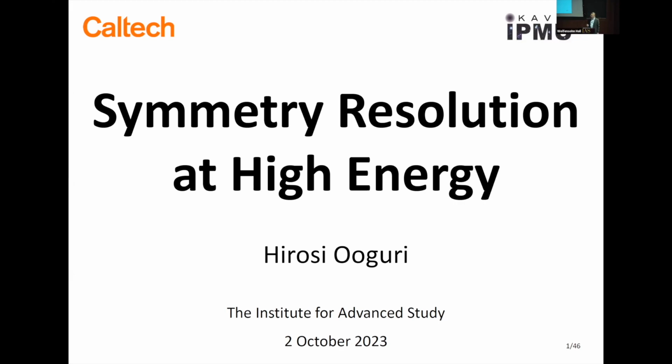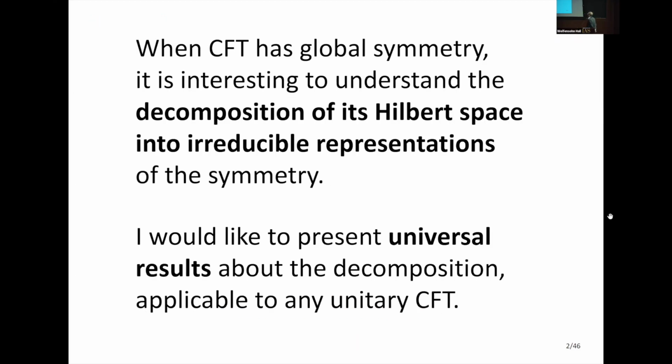So I'd like to tell you about symmetry resolution. First, I'd like to tell you the motivation for this. When a conformal field theory has a global symmetry, it's interesting to understand how the Hilbert space gets decomposed into irreducible representations of the symmetry. This is what we learn in undergraduate quantum mechanics. To solve a hydrogen atom, you decompose the Hilbert space into representations of SO(3), or if you are Wolfgang Pauli, you do that with SO(4).